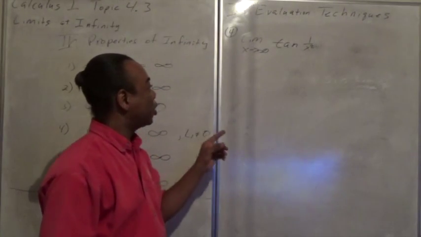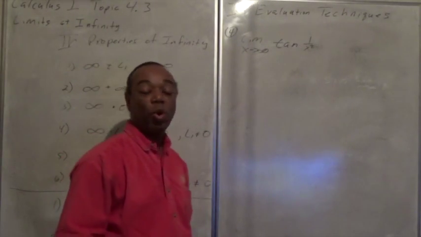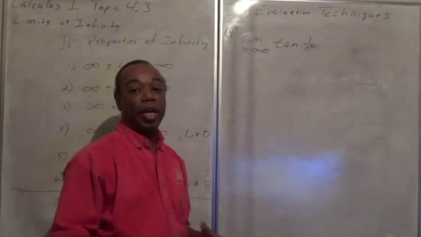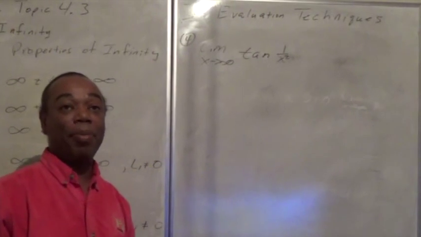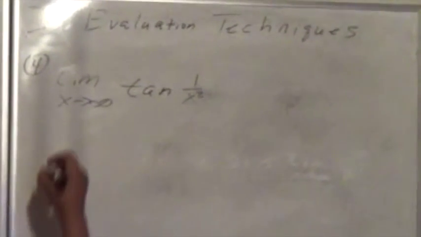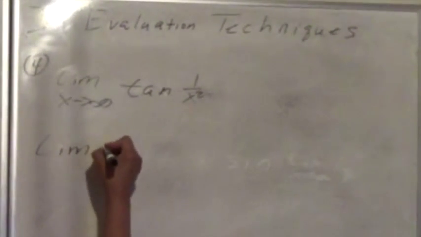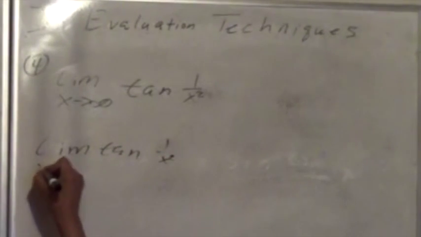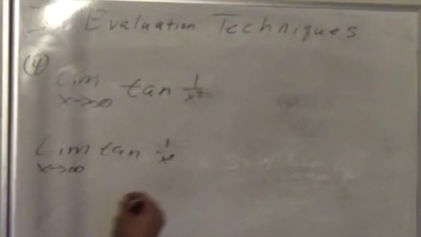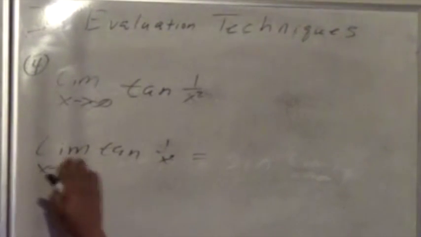We have the limit as x approaches infinity of the tangent of 1 over x squared. Okay, I want to demonstrate a problem that we have here where we've run out of properties. It looks as though we could say that the limit of the tangent function of 1 over x squared, as x approaches infinity, that we can just put the limit on the angle.